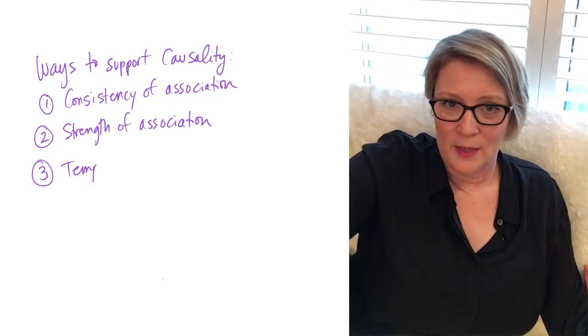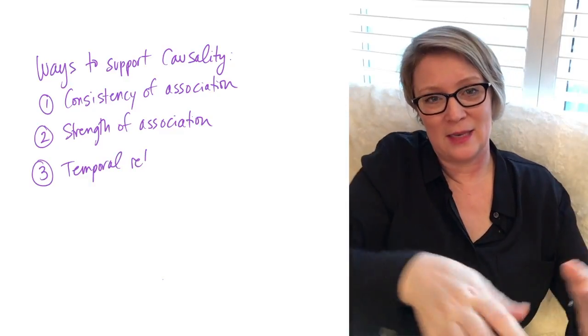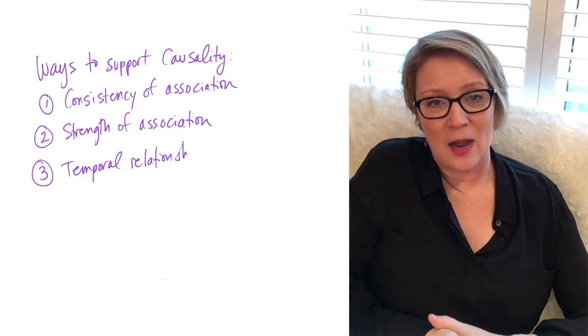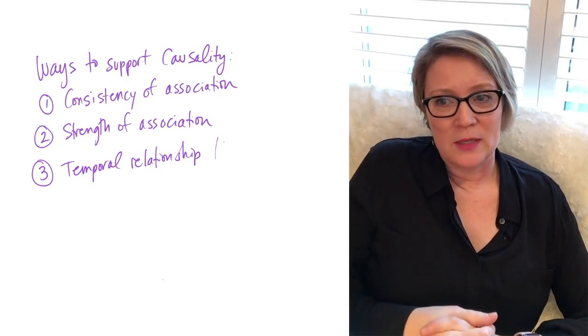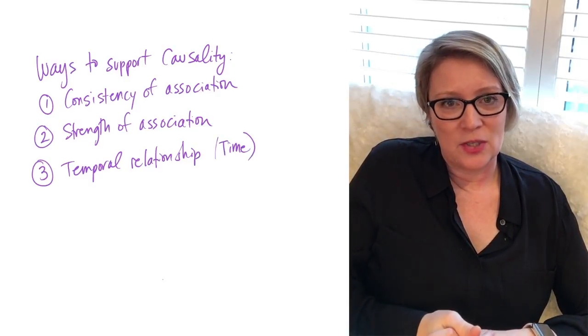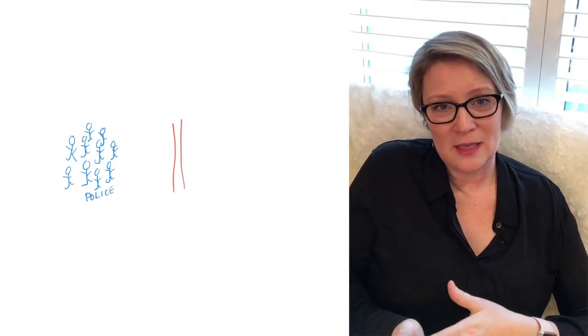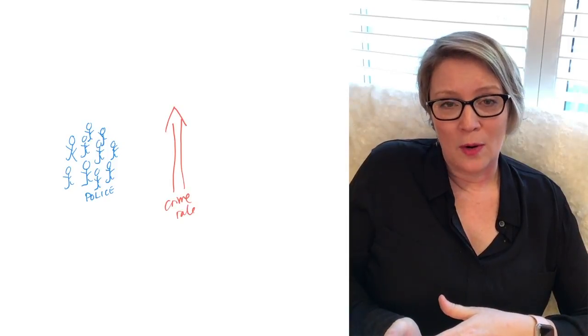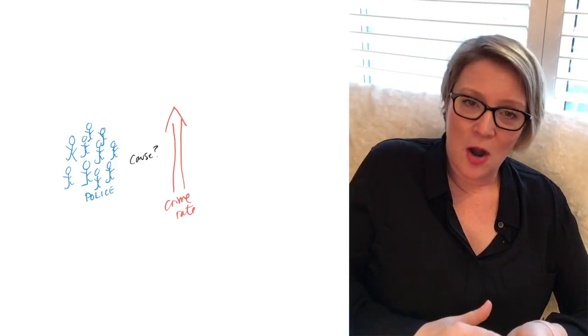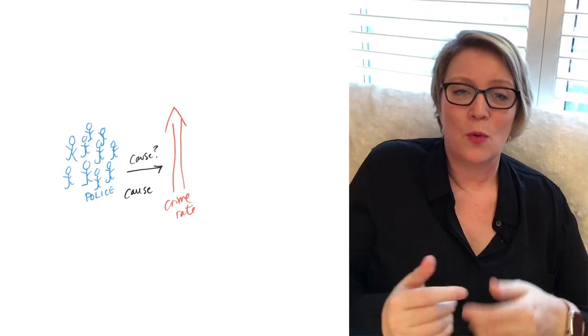The temporal relationship. So if you can get data that shows when they're happening in time. In other words, if we're trying to understand the relationship from our previous example about the size of the police force and the crime rate, we know that when the size of the police force is large, the crime rate is large. Is that because the large police force is causing the large crime rate? Or is the large crime rate causing the large police force? Or are they kind of iterative?